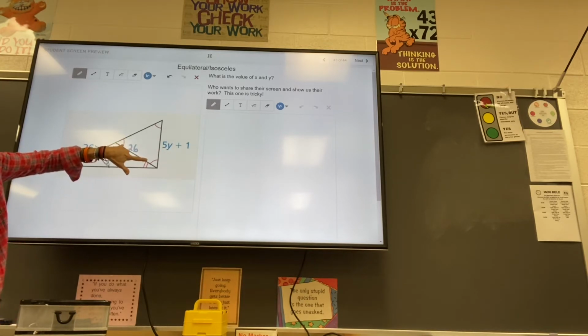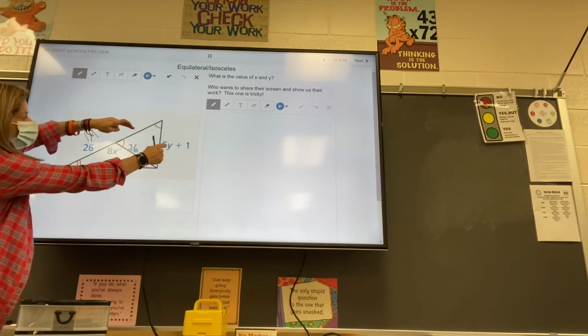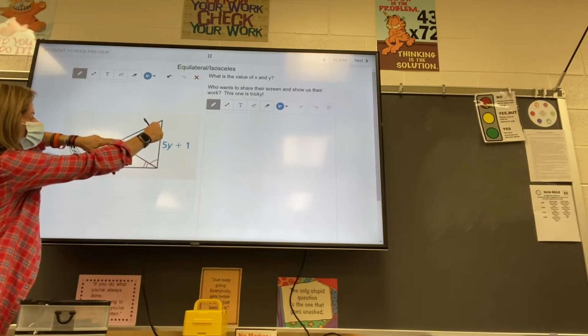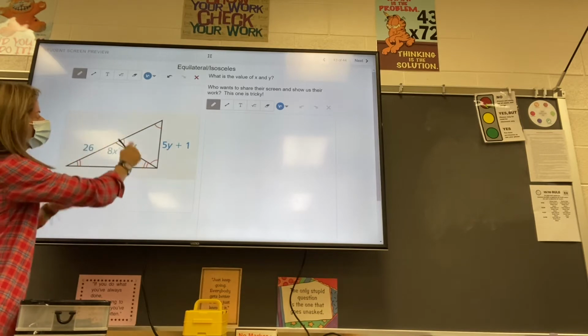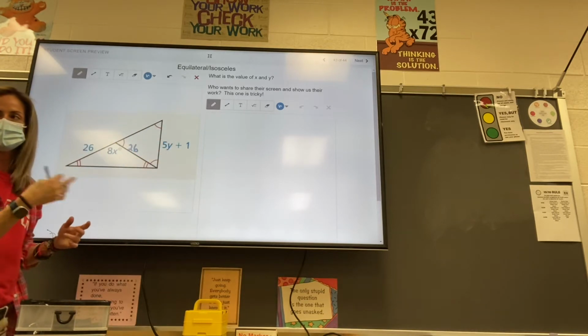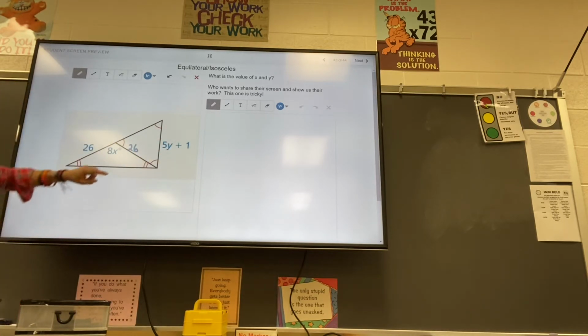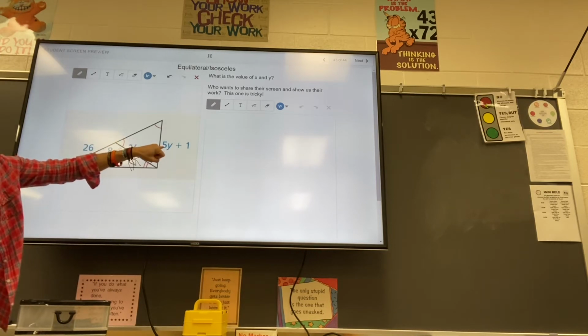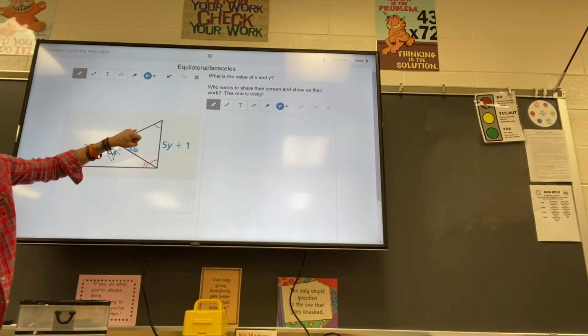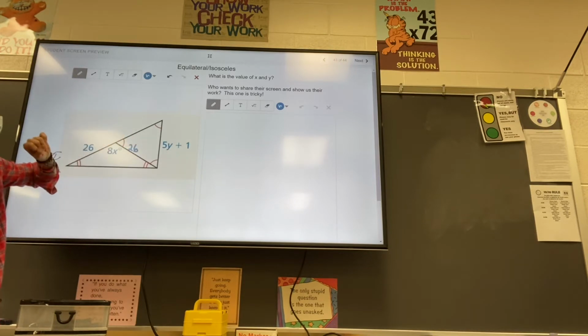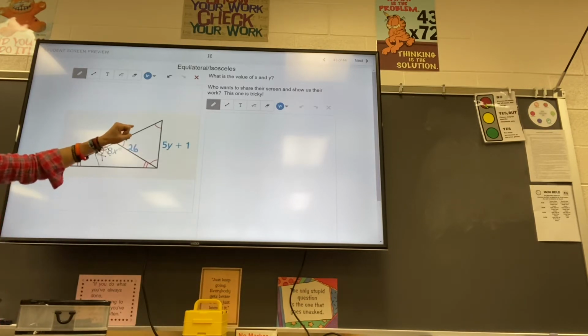These two angles are the same, which makes these two sides the same. These two angles are the same, which makes these two sides the same. All the angles are the same, so all the sides are going to be the same. So if this length is 26, that length is 26, that length is 26. I'm going to put the 26 here, because we know that.